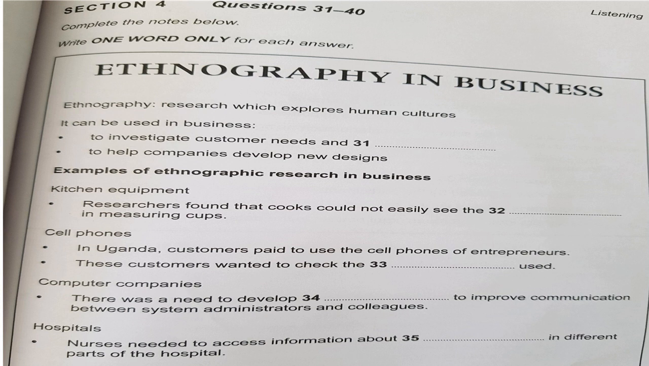Clearly mentioned by the speaker that the nurses needed to access the computer records of their patients no matter where they were. Records here means information. The nurses want to have access to information about their patients. So patient is the right answer.